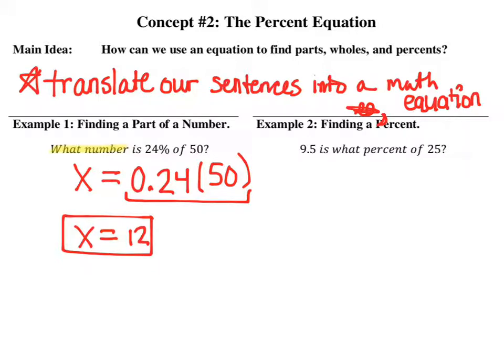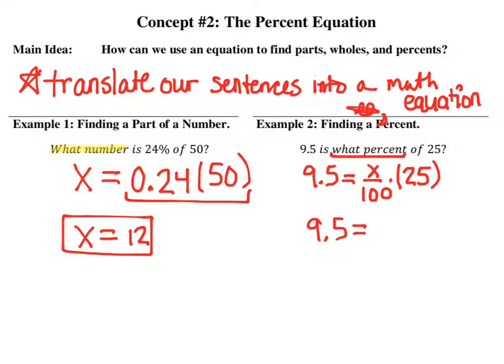Example 2, finding a percent. 9.5 is what percent of 25? So when we have a what percent, that's a little bit different. We can write that as x over 100, because percentages are out of 100. The word of means still multiply. It's multiply by 25. The word is means equals 9.5. So we have 9.5 equals 25x over 100.